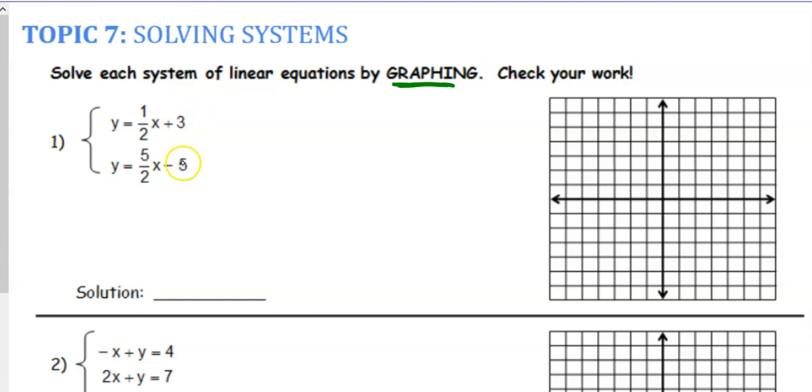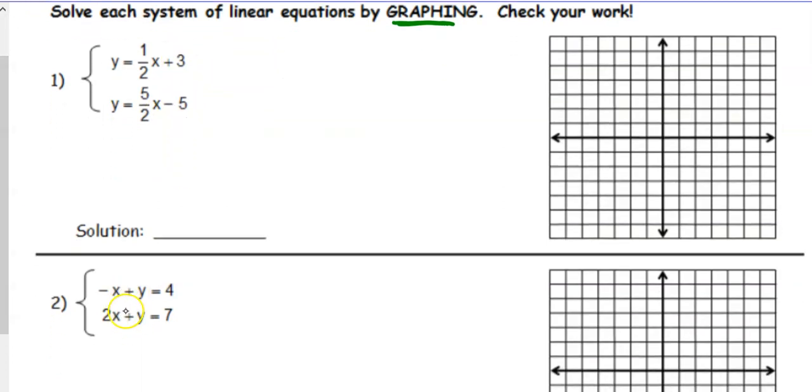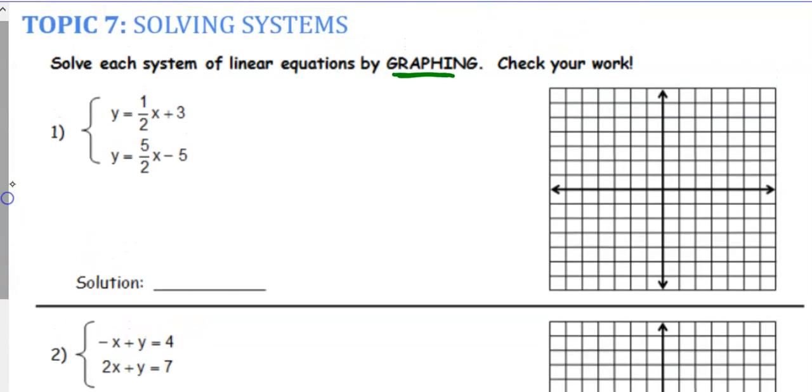Well, these two are going to be easier for us to graph than these two. The only reason that these are going to be a little easier to graph is because these are already solved for y. Where number 2, they're not solved for y. You would actually have to solve these equations for y. So let's talk about 1 first.